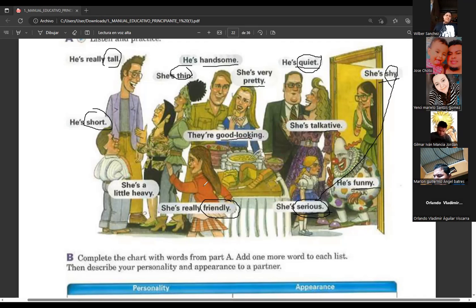Serious. I'm really tall, tall and serious. Funny. Alguien que sea thin. Nobody. Todos somos fat. Ok, yo soy thin. Ok, talkative. Alguien que habla mucho. No está. Ok. Good. Muy bien. Vamos a continuar.